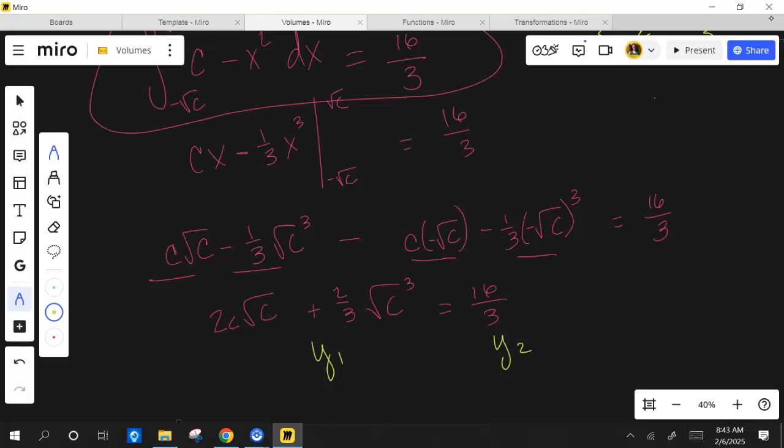You don't have an X in there, you only have a C. So put an X in your calculator. So I do 2x square root of X. Let's see if I got it right. 2/3 square root of X cubed.